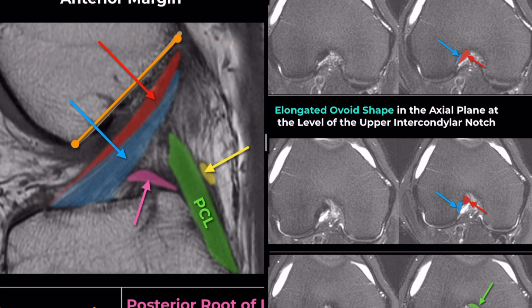Similarly, in the axial image, the anteromedial bundle appears first at the more proximal aspect, and a bit more distally, the posterolateral bundle begins to appear. The main fibers of the anteromedial bundle are attached anteromedially within the ACL footprint, and most of the posterolateral bundle is attached posterolaterally within the ACL footprint.